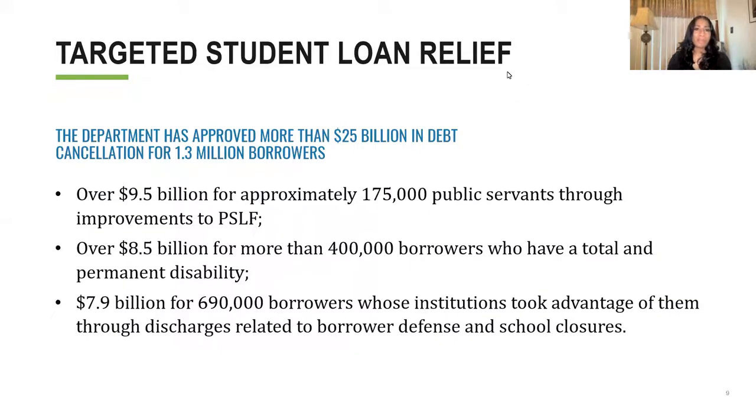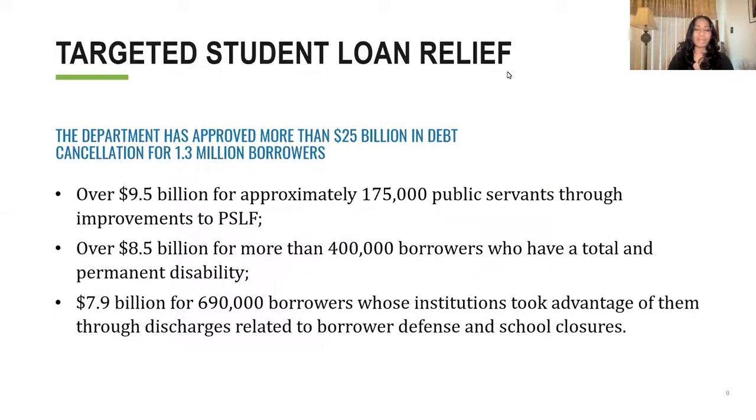So we're going to talk about the Public Service Loan Forgiveness Limited Waiver today. And I'm going to delve into that in detail, but I wanted to flag that this is part of this administration's efforts at providing targeted student loan relief. And it has resulted in the approval of tons of cancellation. We're actually at more than $30 billion now.